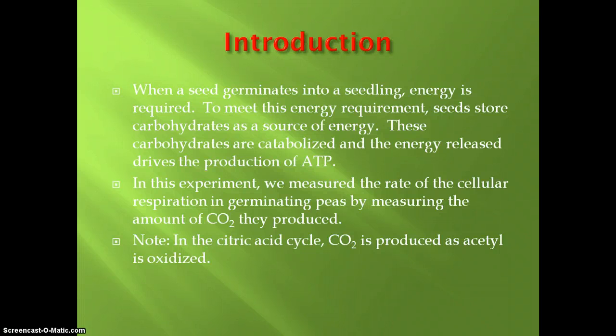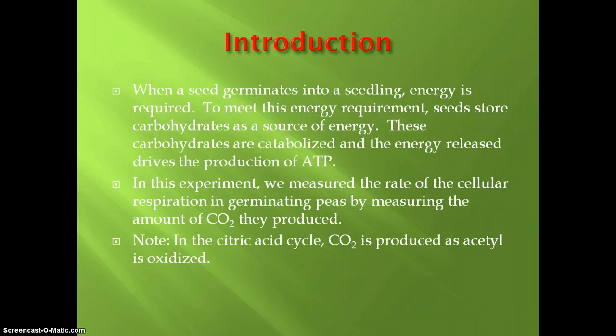When a seed, such as the seed of a pea, germinates into a seedling, energy is required. In order to meet this energy requirement, seeds store carbohydrates as a source of energy. These carbohydrates are catabolized, and the energy release drives the production of ATP.